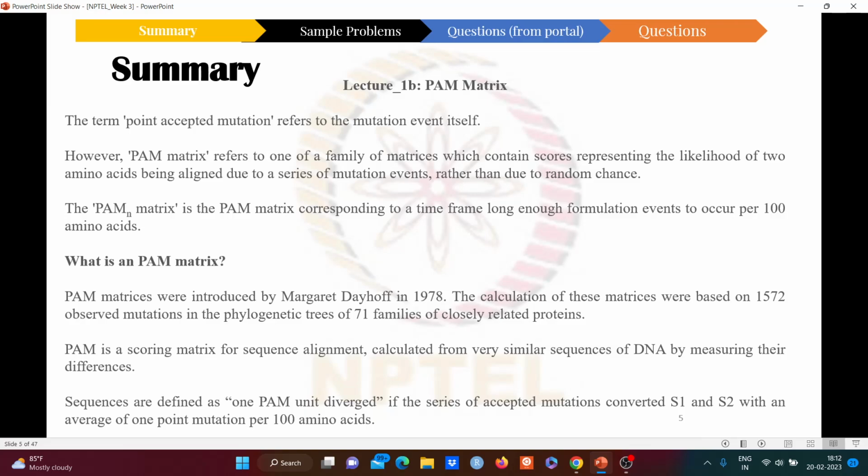The underlying assumption is that mutations occur at a relatively constant rate over time, and the frequency of amino acid substitutions can be used to estimate the evolutionary distance between sequences. Generally, the PAM matrix is a 20 by 20 matrix, where each cell represents the score assigned to a substitution of one amino acid for another. Generally, we observe half matrices because this 20 by 20 matrix has symmetry. So in most situations we represent them as a half matrix.